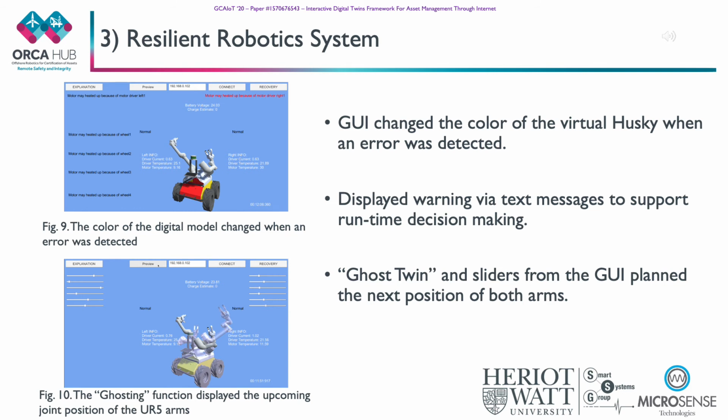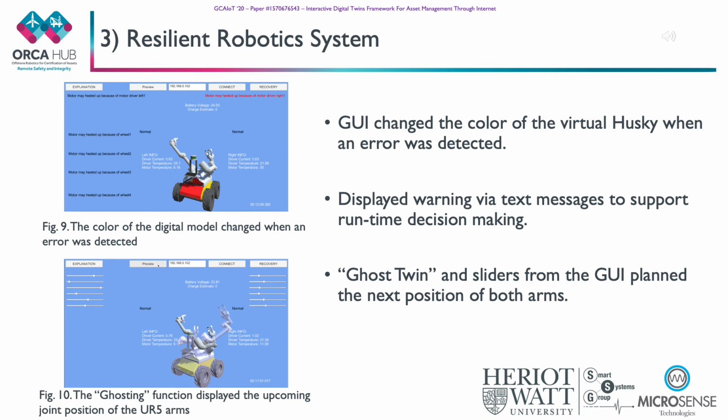Once the recovery button was pressed, the connected Raspberry Pi 3 received a command, which was translated to a ROS topic. The bottom picture shows that this graphical user interface provided a function to control and mission preview for the end user. The user could make use of the Go Twin and the sliders from the graphical user interface to plan the next position of both arms.